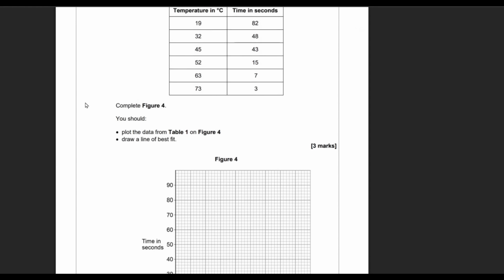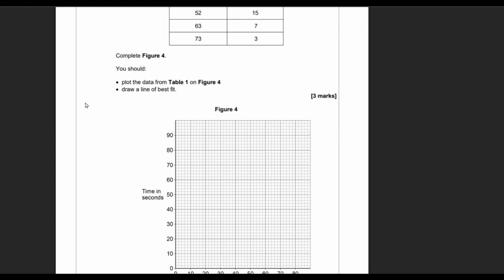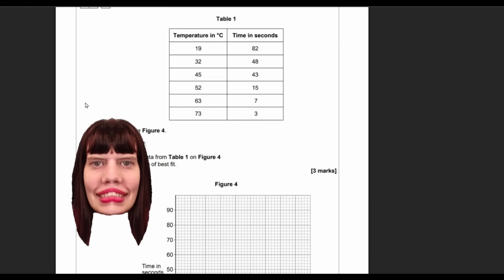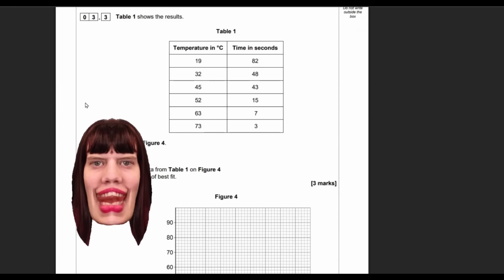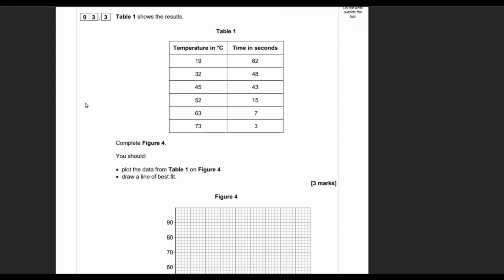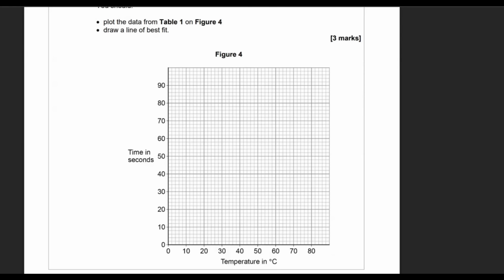Okay. Complete figure 4. So you should plot the data from table 1 on figure 4. Draw a line of best fit. So what I need to do very quickly is write these down so I actually know what I need to plot. You can just see how I'm doing it. If you're someone who loses marks on the graph, then you need to pay attention to this bit. So sometimes they'll ask you to label the axes. And once again, the dependent variable always goes on your y-axis, and what you change goes on the bottom, which is the independent variable. And you'll find that in the first column of the table.